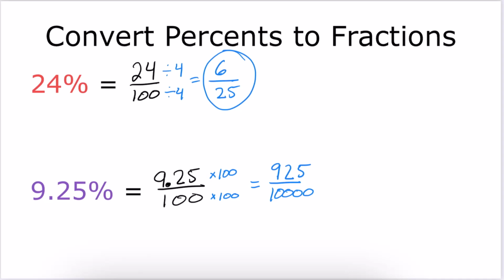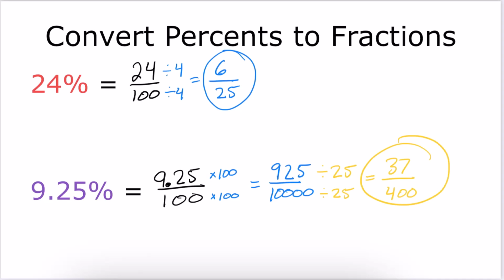So when I do 925 divided by 5, I get 185. And because that number ends in a 5, that tells me I could actually divide by 5 again. So I'm going to make this a little bit more efficient and just divide by both of the 5s at once, which means I'll divide by 25. So 925 divided by 25 gives me the number 37. And 10,000 divided by 25 gives me the number 400. And so my answer is that 9.25% is equal to 37 400ths.